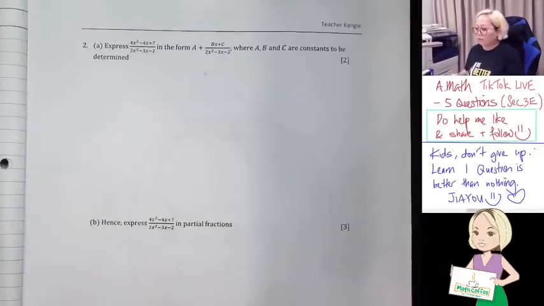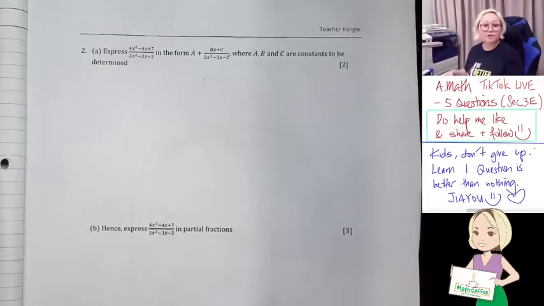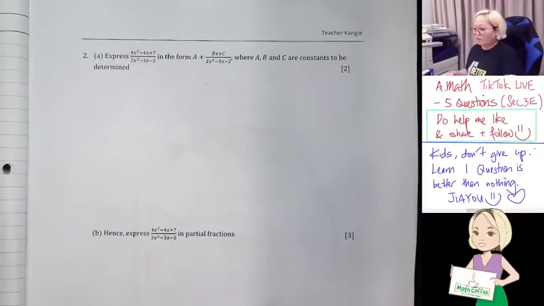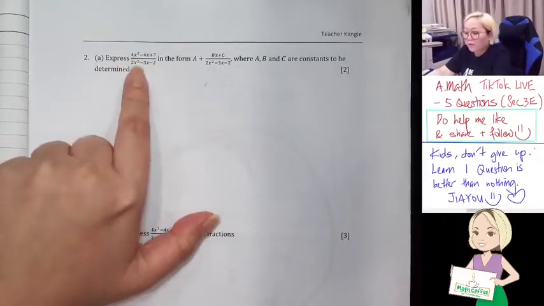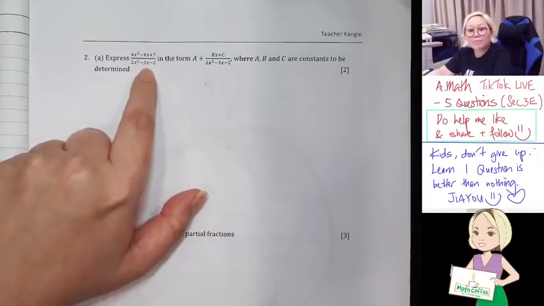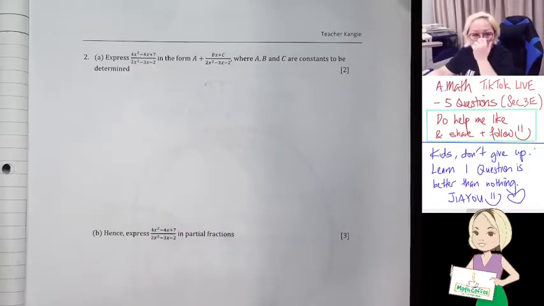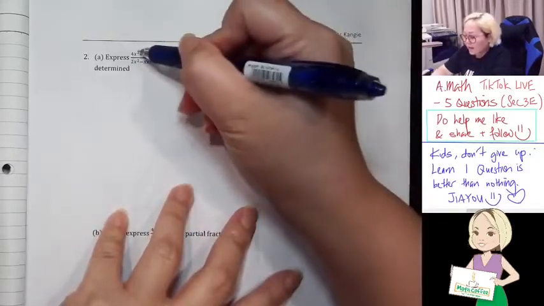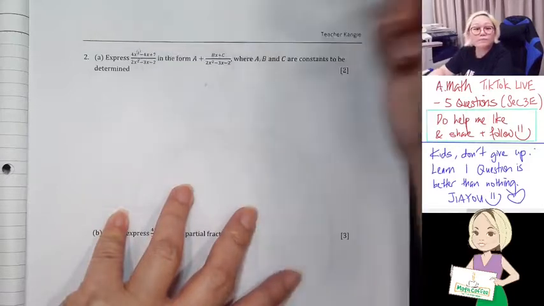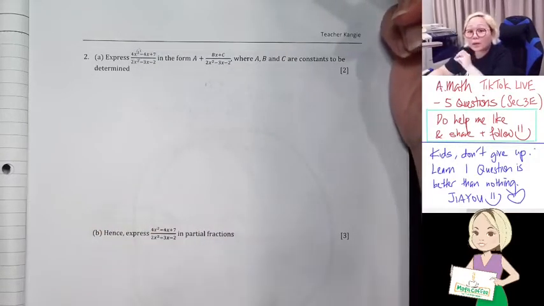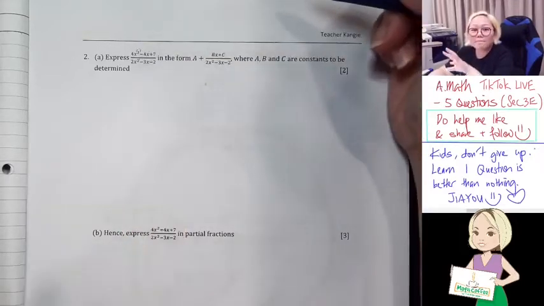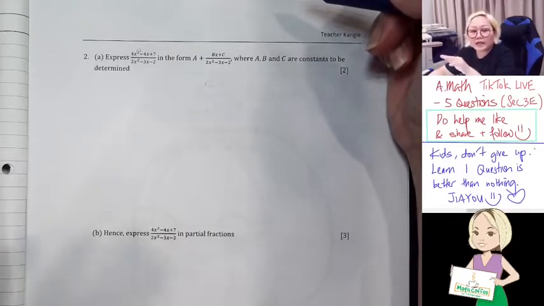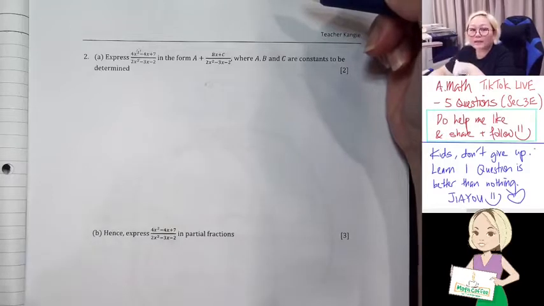Next, I want to do partial fraction. For partial fraction, when I say express this in the form of this, the first thing you need to check is whether this is an improper fraction. How do you know whether it's an improper fraction? Look at the highest degree. This is 2, this is 2. When it is the same degree, it is improper. Or when the numerator degree is higher than the denominator, it is also improper.